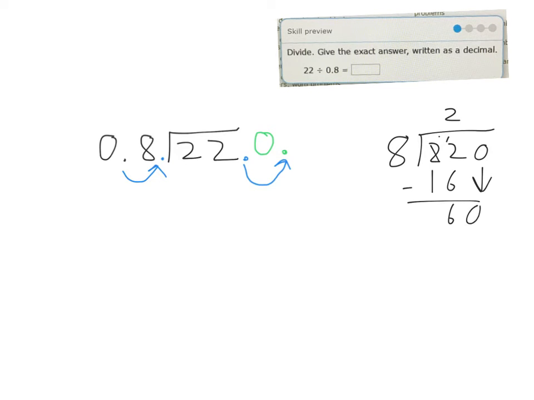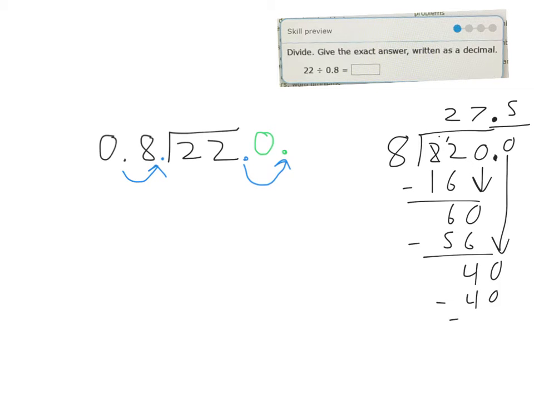Bring down the 0. How many times can I take 8 out of 60? 7 times. 7 times 8 is 56, minus equals 4. Remember, our decimal point is here now, because we're going to need probably decimal. Bring down another 0. How many times can 8 come out of 40? 5 times. 5 times 8 is 40, minus equals 0.